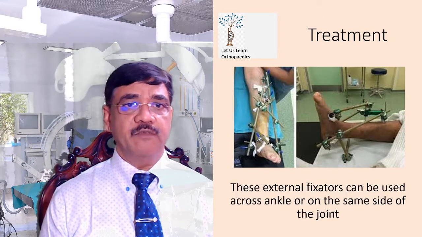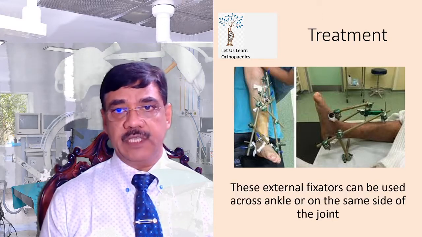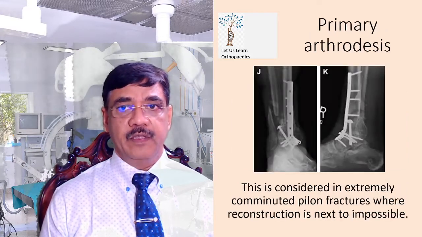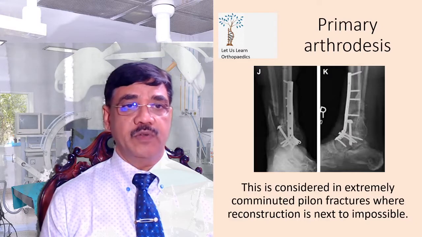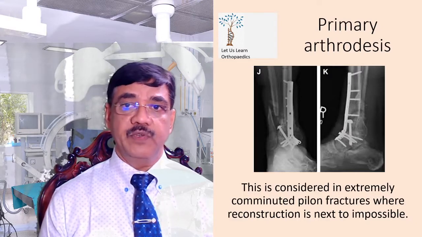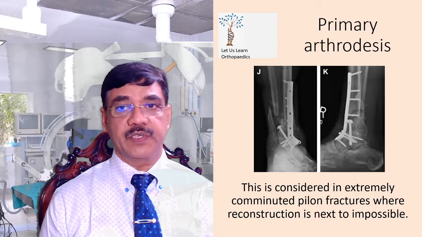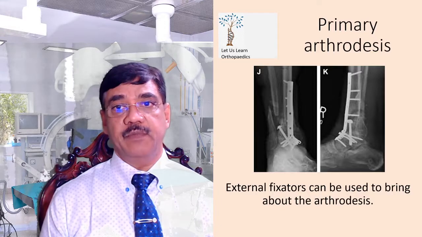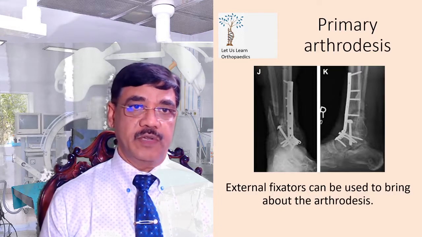Now these external fixators can be used across the ankle or on the same side of the ankle. Primary arthrodesis is sometimes considered in extremely comminuted pilon fractures where reconstruction is next to impossible, and external fixators can be used to bring about the arthrodesis.